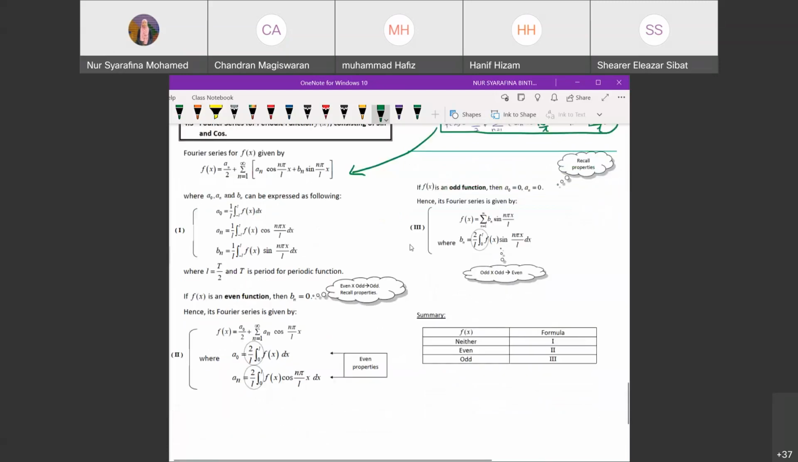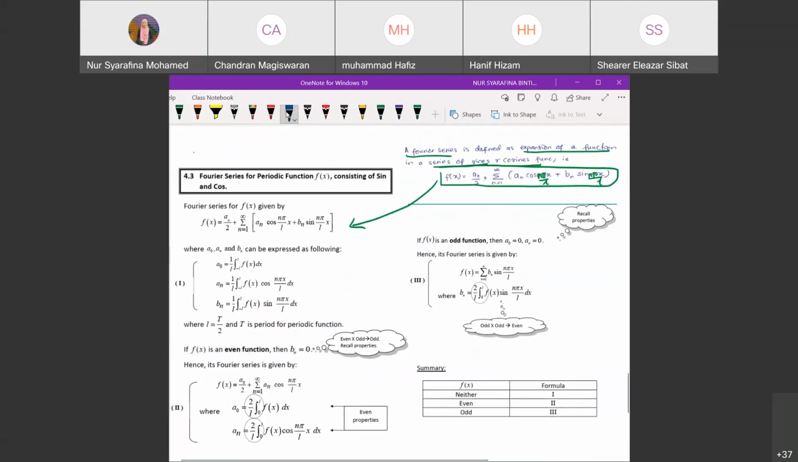Okay, so now try to understand this. This is the definition of Fourier series. And what is a Fourier series? Expansion of a function. We want to expand the periodic function in terms of sines and cosines. Remember, our periodic function is only f(x + T). So we want to expand this in terms of sine and cosine. So how can it be expanded? By using this definition: a naught over 2 plus summation of an cos n pi x over L plus bn sine n pi x over L. Where a naught, an and bn can be expressed.